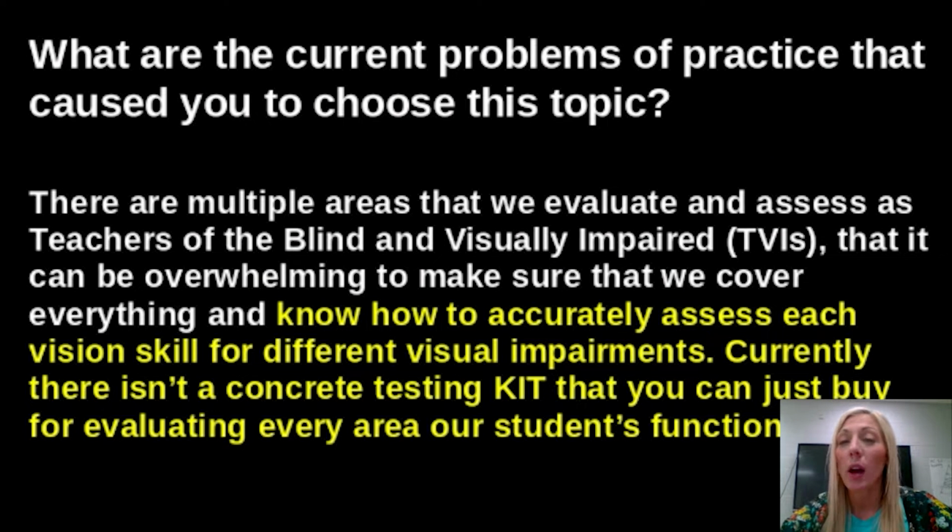The current problem of practice and why I chose this topic is that there are multiple areas that we evaluate and assess as TVIs. So it can become overwhelming to make sure that we cover everything and know how to accurately assess each vision skill for all of the different visual impairments. Currently there isn't a concrete testing kit that you can just buy for evaluating every area of our students' functional vision.